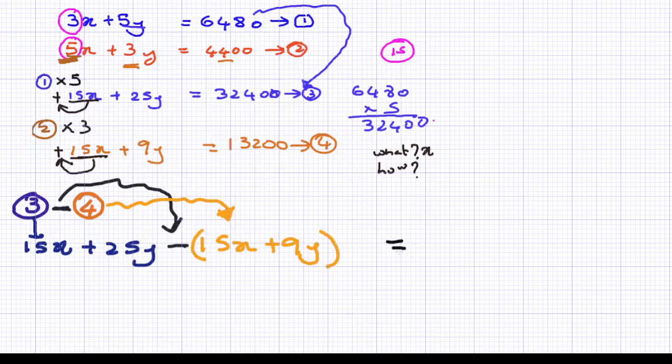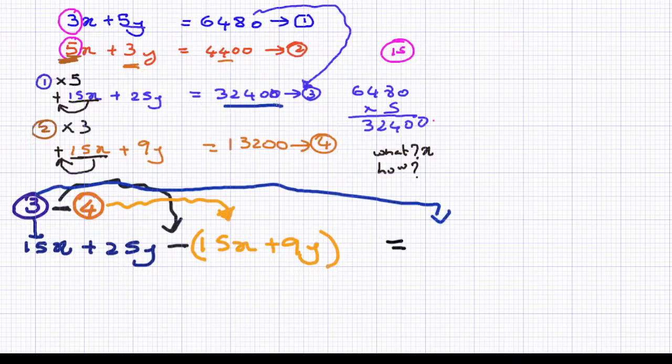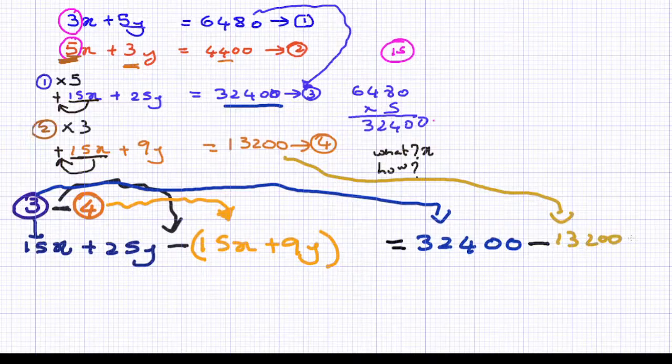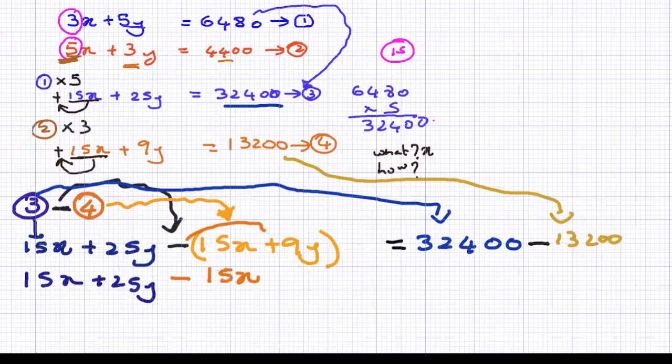Is equal to, once again, it's 3. So what's equation 3's right hand side? 32,400. Then comes the subtraction. Then comes equation 4. That is 13,200. So now what you can do is remove the brackets. 15x plus 25y, minus into 15x is minus 15x, minus into plus is minus 9y, equals 32,400 minus 13,200.